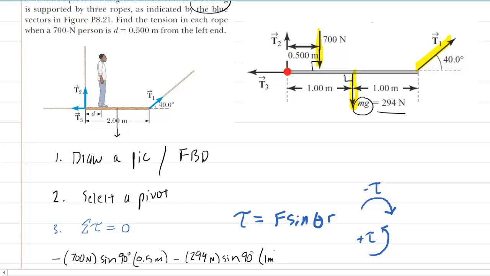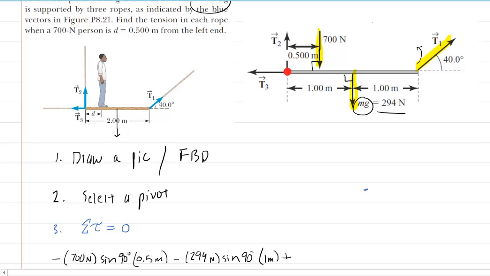Remember, the weight is located at the center of the plank, so the distance to the pivot would just be 1 meter. And then we have T1, which is pulling kind of up and to the right. A little bit tricky to see, but if you pulled up and to the right on the plank, that would cause it to rotate in a counterclockwise fashion. So that will be positive torque. Let's clear this out here.